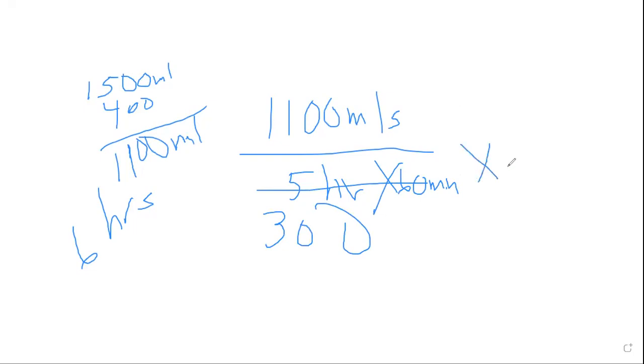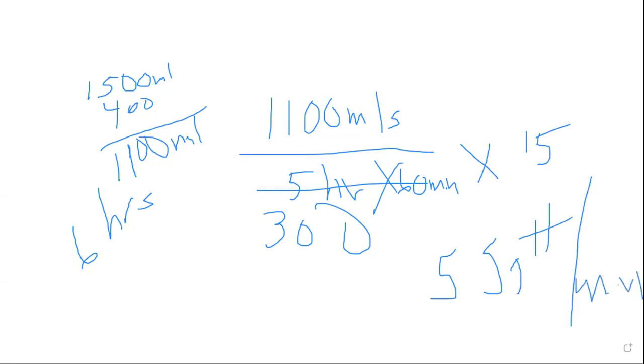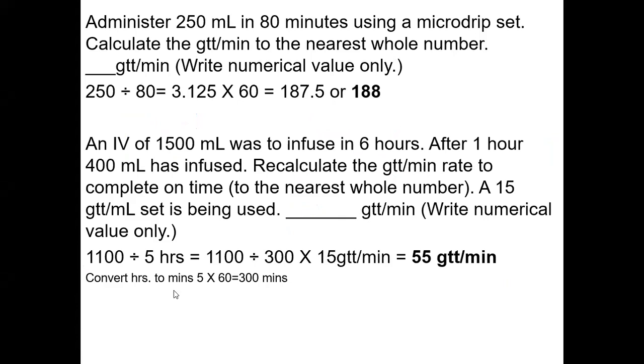So we have 1100 mLs over 300 minutes. And our drop factor was 15. So now you have to do the math. 1100 divided by 300. That gave you 3.666 times 15. And that should have given you 55. So that should have been 55 drops per minute. And again, I wrote it out for you. Okay, your conversions and all.